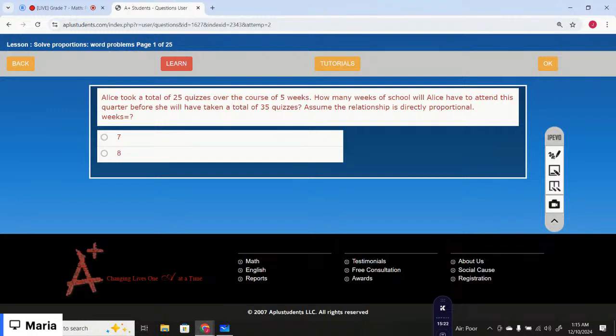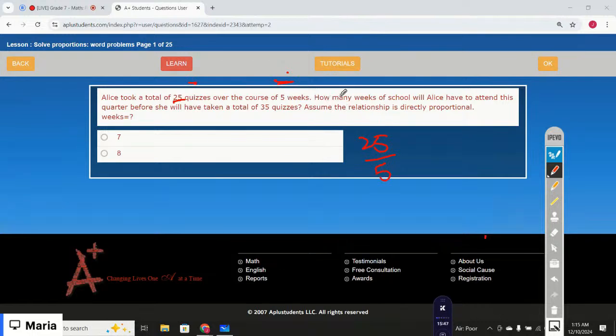Alice took a total of 25 quizzes over the course of 5 weeks. How many weeks of school will Alice have to attend this quarter before she will have taken a total of 35 quizzes? Assume the relationship is directly proportional. So 25 quizzes over 5 weeks, right? That is 25 over 5. Now, how many weeks will Alice have to attend before she has taken 35 quizzes? 35 quizzes over n weeks. You need to calculate the value of n.